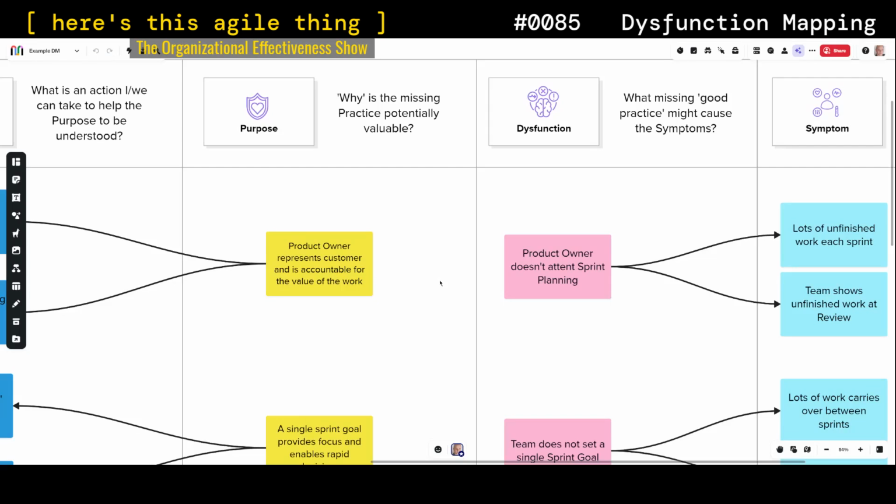Mike was very deliberate about the use of the word purpose here, hopefully, because that is the next column. Why is the missing practice potentially valuable? So why is the product owner showing up at sprint planning important? Why is it valuable? Well, the product owner represents the customer and is accountable for the value of the work. One of the accountabilities in Scrum right now, and I really want to underscore right now because it's hopefully going to change soon, is that the product owner is supposed to maximize, or be accountable for maximizing, the value of the work done by the developers, right?